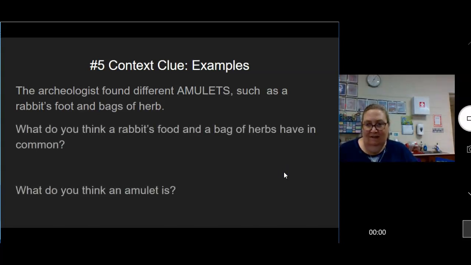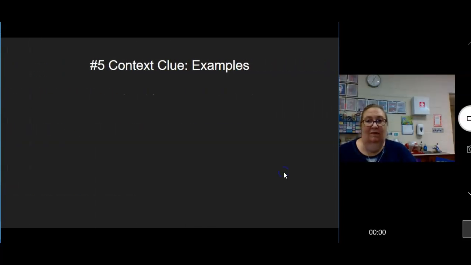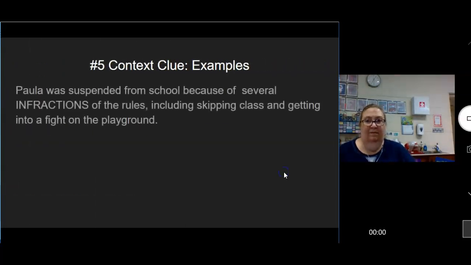So I think in this sentence, the archaeologist is finding things about different groups of people, and the one thing that he has found is some of their things that they use to protect them. Not like swords and guns protect us, but almost like superstitious protections. Let's look at another one.